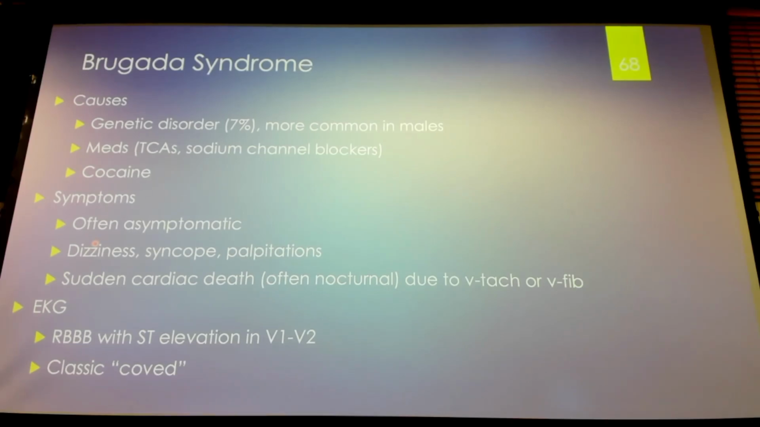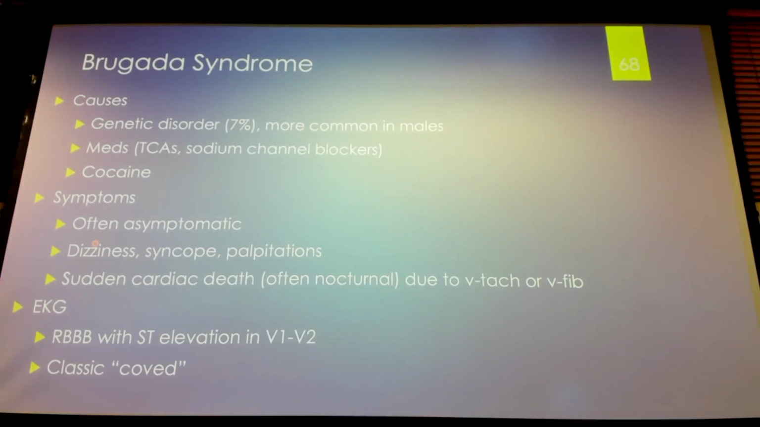So we want to get a really good family history, and this can affect people from their 20s all the way up into their mid-60s for Brugada syndrome. Usually, though, you think about genetics. You can also think about medications. Again, the drug cocaine could also cause it. We used to use cocaine for nosebleeds. So that could put these patients at risk.